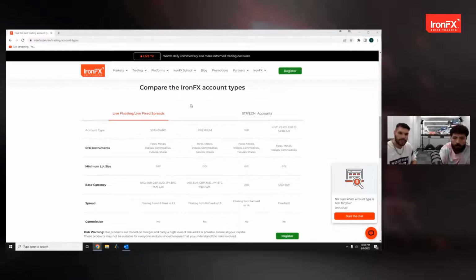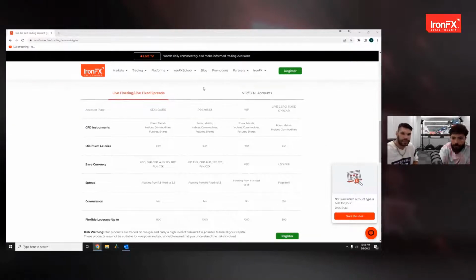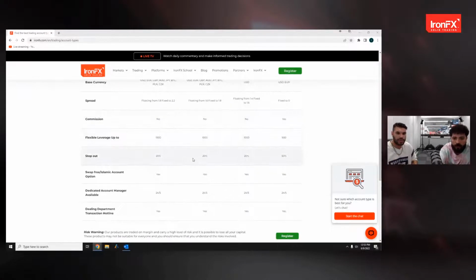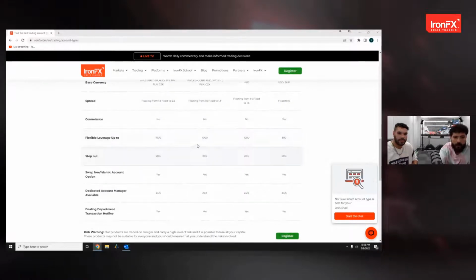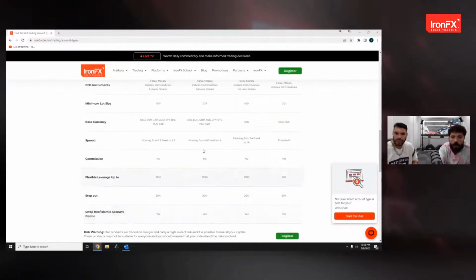To go on with, we have the premium account, which is similar to the standard account. The difference on the premium account is, as you see, the spread. It's floating from 1.6 fixed to 1.8. And the rest you have the same as the standard account: the commission, the leverage, and your stop out.